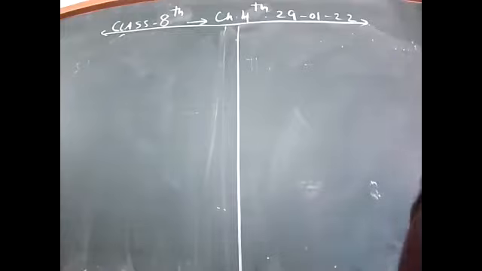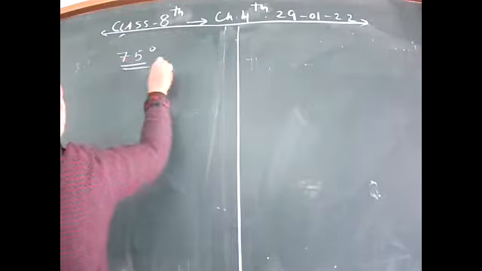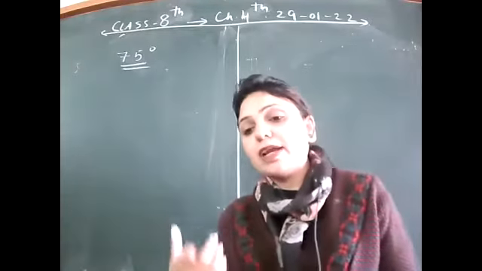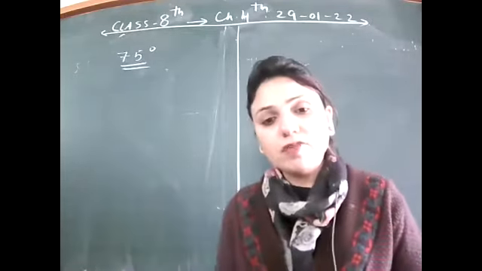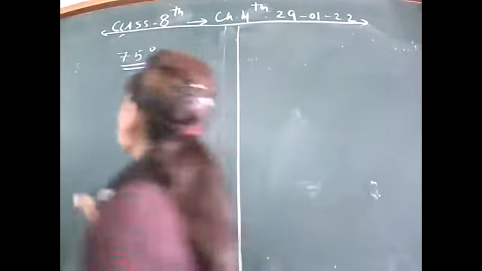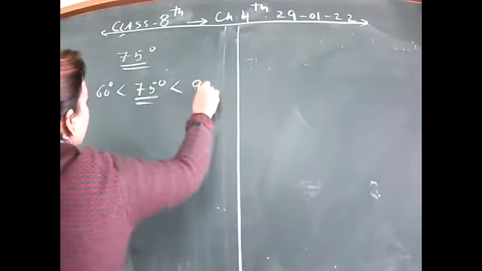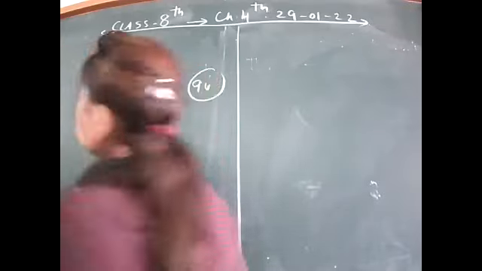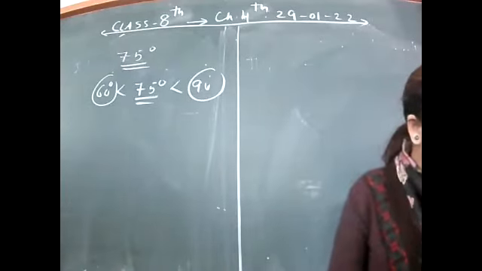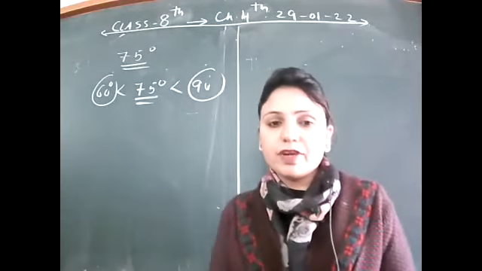So I was telling you how to construct an angle of 75-degree. First of all, you should analyze and see that this 75-degree lies between which two angles already known to us. That is 60-degree and 90-degree. Between these two known angles 75-degree lies, right? So I have to construct 60 and 90 both to reach 75-degree, right?